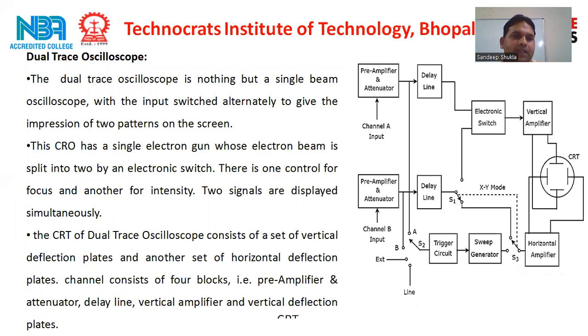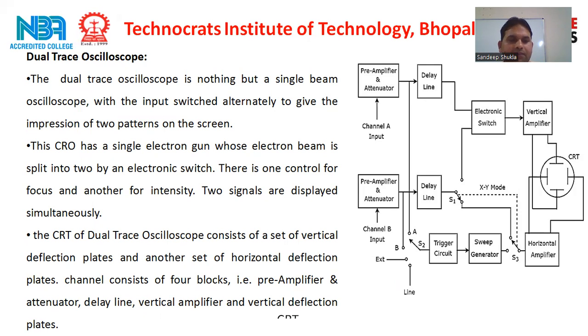Now come to the next type of oscilloscope, that is the dual trace oscilloscope. The dual trace oscilloscope is nothing but a single beam oscilloscope with the input switched alternately to give the impression of two patterns on the screen. The CRO has a single electron gun whose electron beam is split into two by an electronic switch. There is a control for the focus and another for the intensity. Two signals are displayed simultaneously.